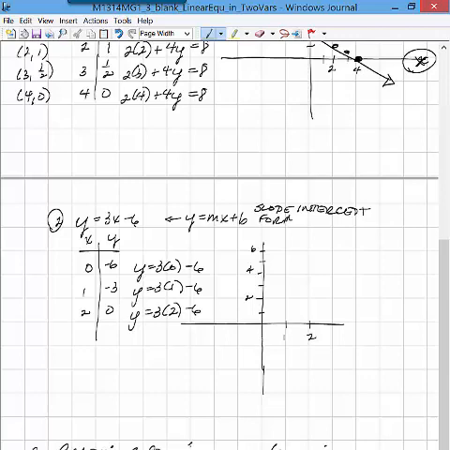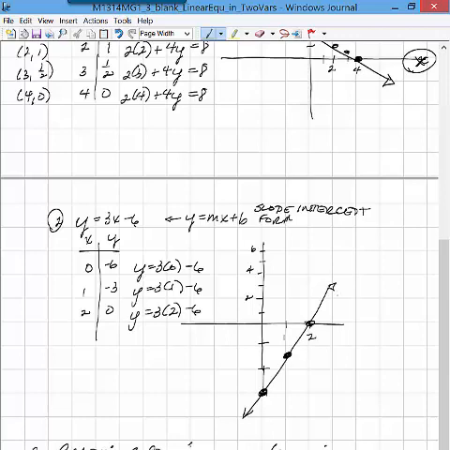(0, negative 6). Let's go by 2's. 2, 4, 6. This is (0, negative 6). 1, 3. I didn't go by 2's on my horizontal. (1, negative 3), (2, 0). So here would be our straight line.